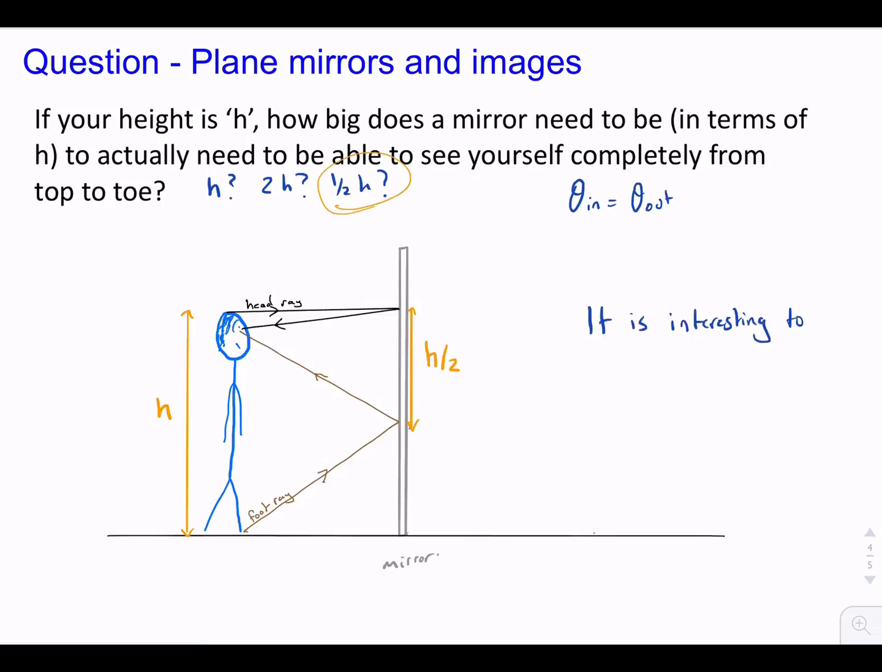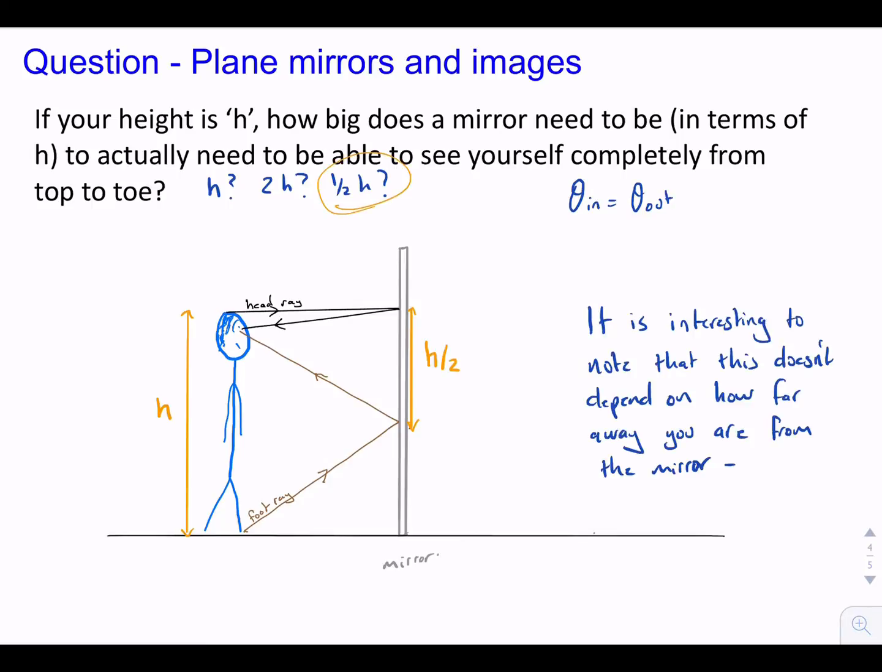It's interesting to note here that it actually doesn't depend on how far away you are from the mirror. Try this at home. If you stand in front of the mirror and you can't see your shoes, for instance, walking back further away will not help. And this is just because of the geometry of the situation, because of the triangles that form the image.